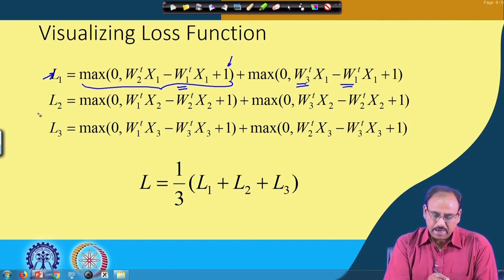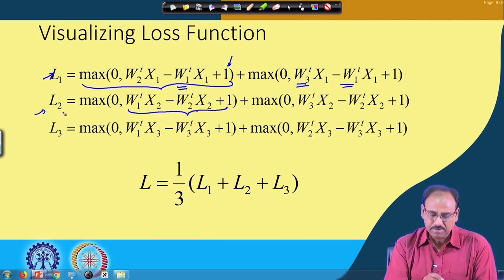Similarly, for component L2, you find that when W1 is very small compared to this, so that this term becomes negative, the output will be 0. And as W1 goes on increasing, eventually this term becomes positive, so the output L2 will also become positive and it will have a certain value, it is not 0, and the same is for L3.